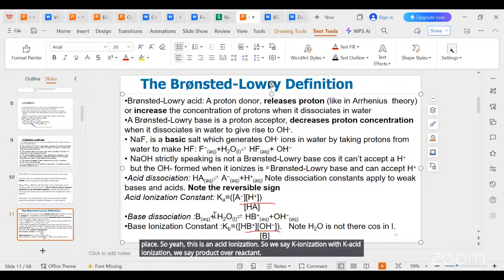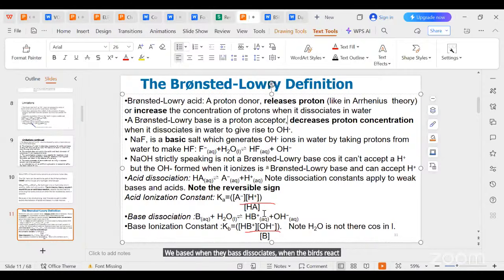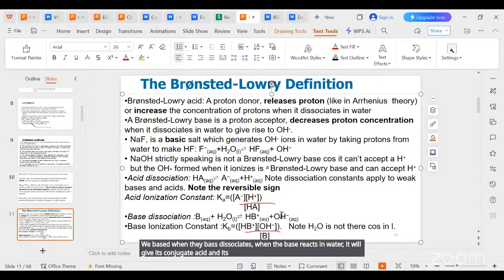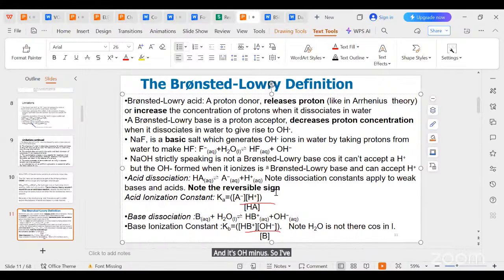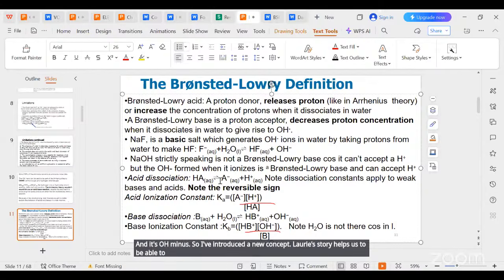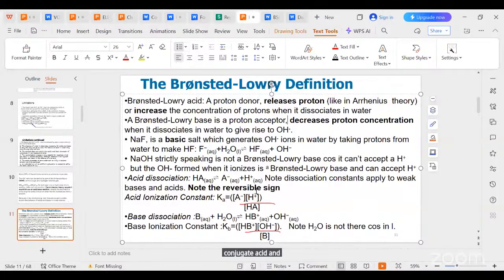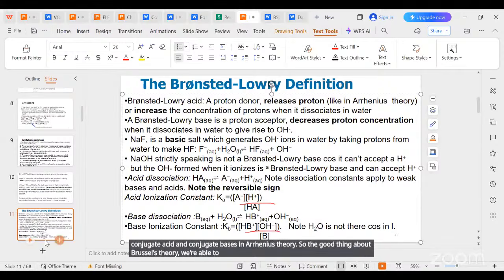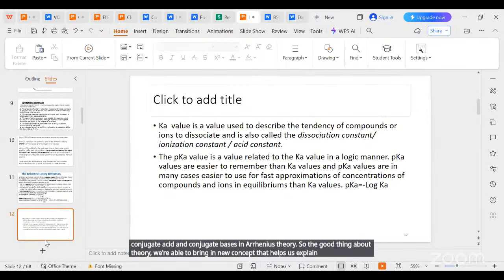With a base too, when a base reacts in water, it will always give its conjugate acid and its OH minus ion. So I've introduced a new concept. The Brønsted-Lowry theory helps us to talk about conjugate bases and conjugate acids. We couldn't have talked about conjugate acids and conjugate bases in Arrhenius theory. So the good thing about Brønsted-Lowry theory is that we're able to bring in new concepts that help us explain difficult situations in chemistry.